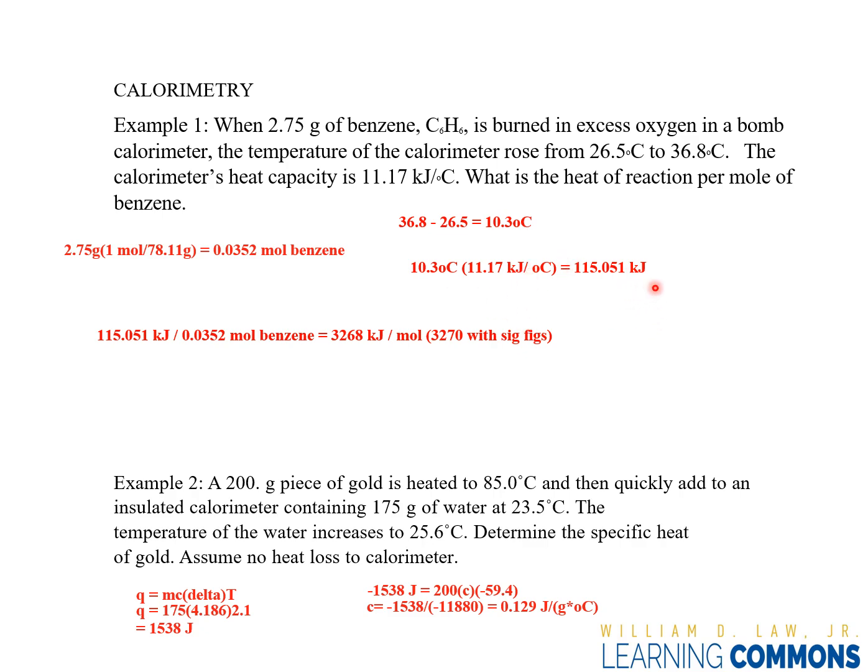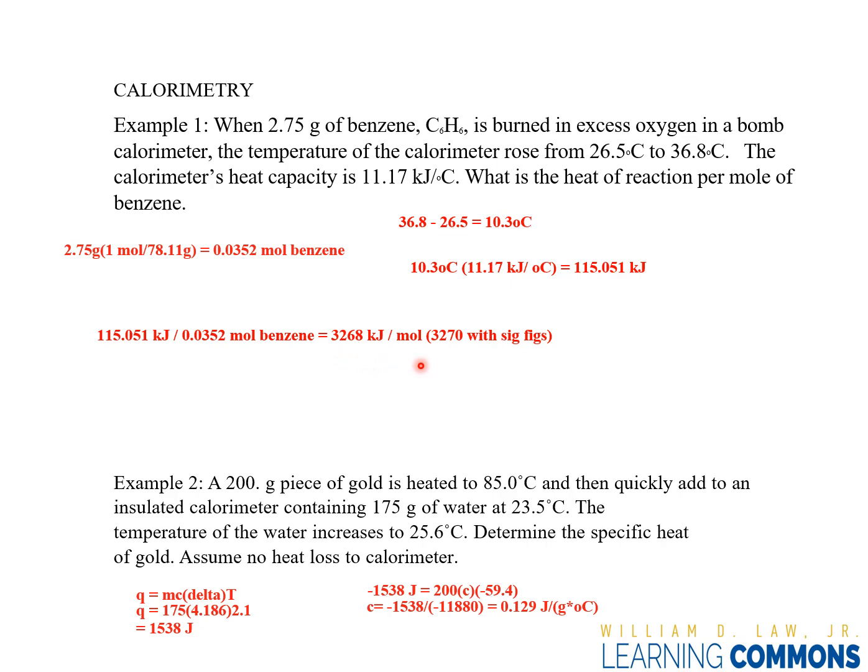But he asks what the heat of the reaction per mole of the benzene is, so we have to convert the gram of the benzene to the mole. As I mentioned before, go to the periodic table for the molar mass, and we convert this gram to the mole. After I convert it, we divide by this number and figure out how much the heat of reaction is per mole of the benzene. And this one is like 3268 kilojoule over the mole.